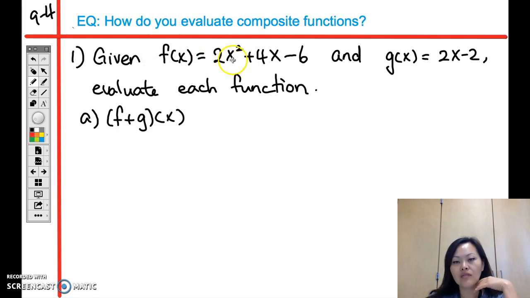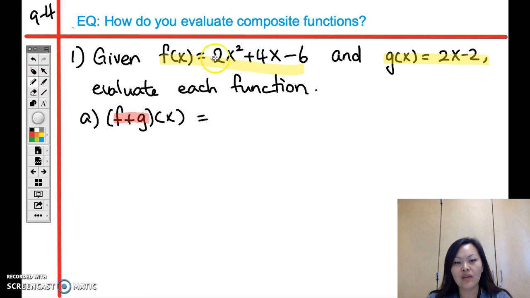And so we have two functions here, f of x. Let me highlight that for you. Then we also have g of x. And then we have to evaluate this function right here. And this one looks kind of interesting, doesn't it? But it's kind of obvious. What do you think it's asking you to do? Yes, it's asking you to add f of x and g of x together. So that's exactly what we're going to do right now, okay?